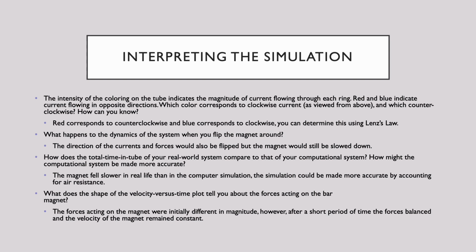What does the shape of the velocity versus time plot tell you about the forces acting on the bar magnet? The forces acting on the magnet were initially different in magnitude. However, after a short period of time, the forces balanced out, and the velocity of the magnet remained constant.